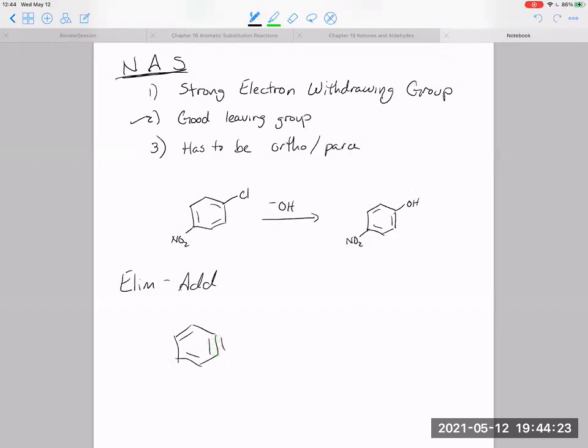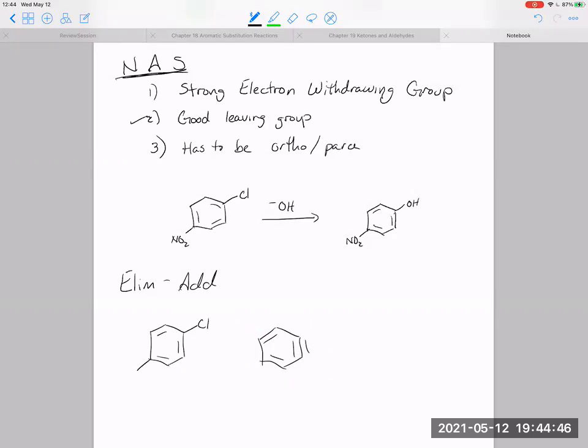Why was this important? Like, why would we ever need to worry about a compound that underwent this type of mechanism versus the other one? Is because you'll get a distribution of products. You'll get two different products, okay? So if you started out with just chlorobenzene, it wouldn't matter because you don't have anything to compare it to.